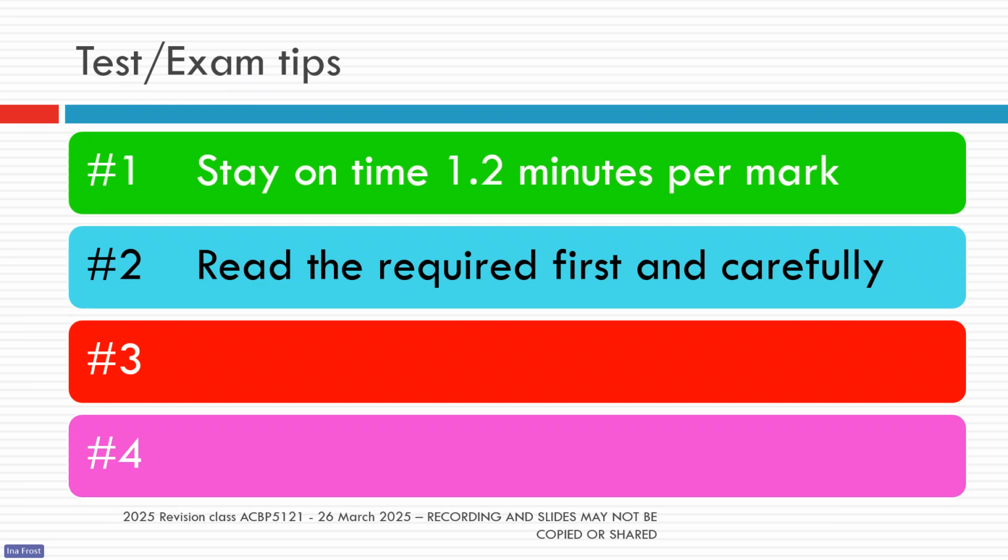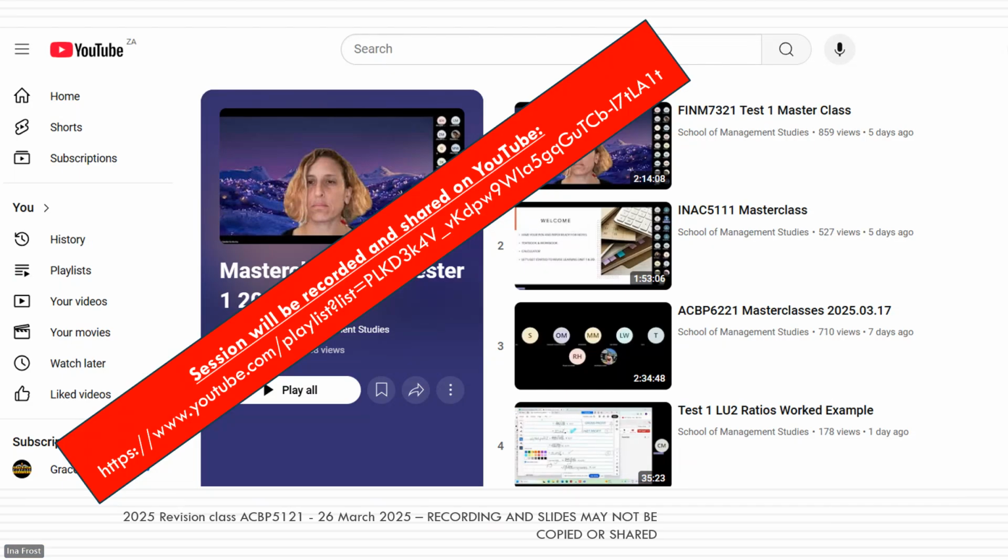So remember, 1.2 minutes is all that you can use per mark. We're reading all the required, so we're making sure we're understanding exactly what the examiner wants from us, because remember, if you do too much, you're possibly going to run out of time. If you do too little, then of course that's going to impact your marks directly.